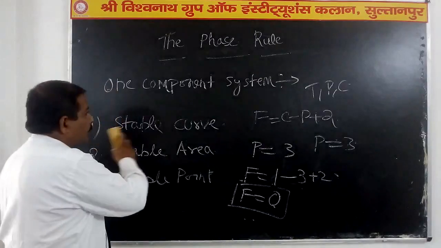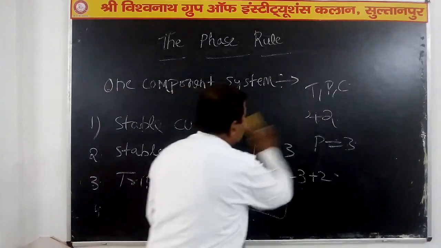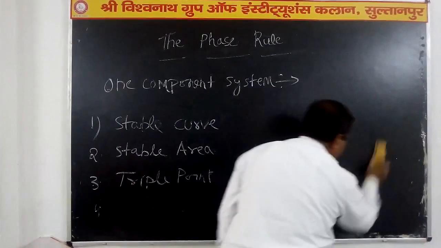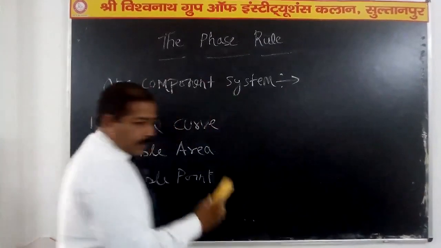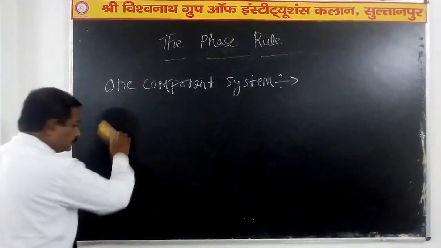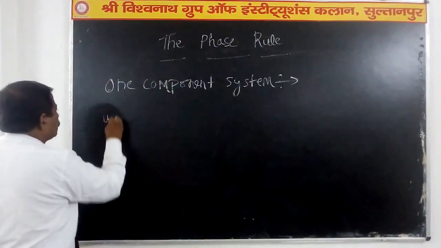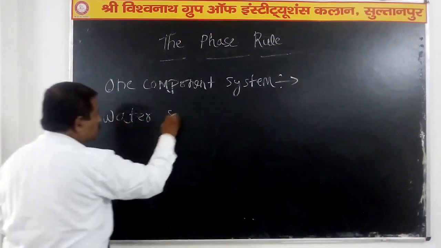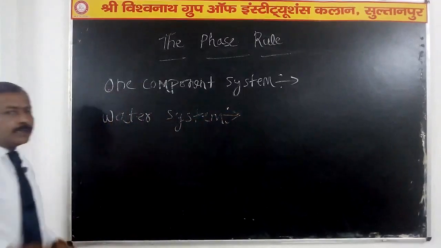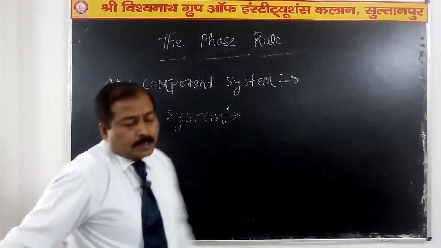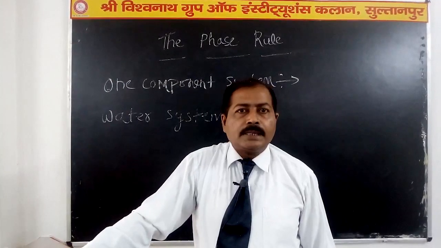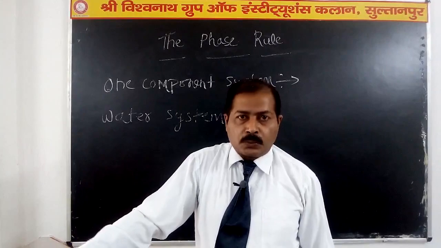Now I will take an example. With the help of these three important features, we can describe an example of the one component system. Today I will take the water system. Water system is an example of a one component system because all the three phases of the water system have the single chemical formula, that is H2O.